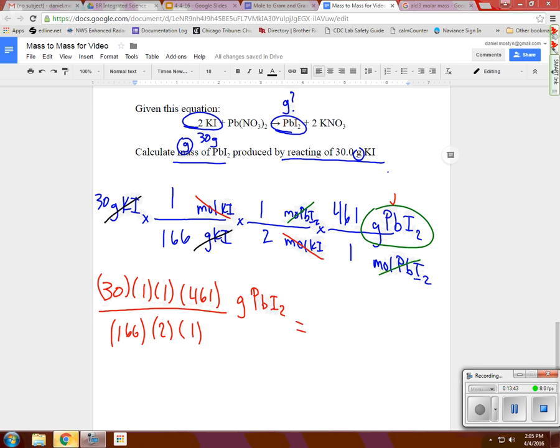And when I plug all that into my calculator, I get 41.66 grams of PbI2. If you got somewhere around 166 or something like that, that's because you didn't multiply 166 and 2 together on the denominator, or you could just divide twice by it. You need to put this whole thing in parentheses so that you divide by both, 166 times 2, divide by the product of those two.